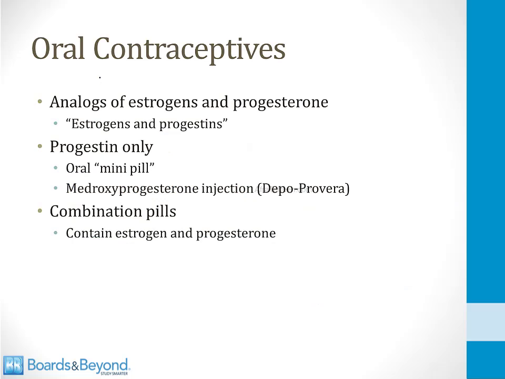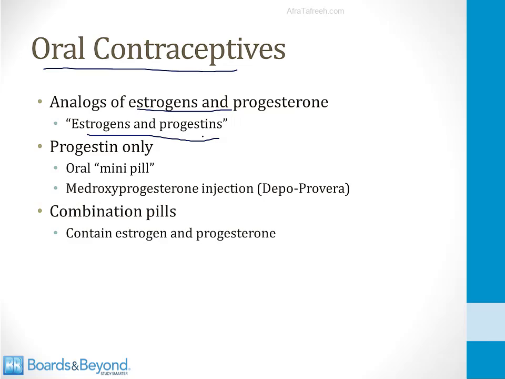For the remainder of this module, I'm going to talk about oral contraceptives, which are analogs of estrogens and progesterone. They are called estrogens and progestins. And the way they work is to mimic the effect of the female reproductive hormones and exert negative feedback on the pituitary gland so that there is no LH surge and thus no ovulation.